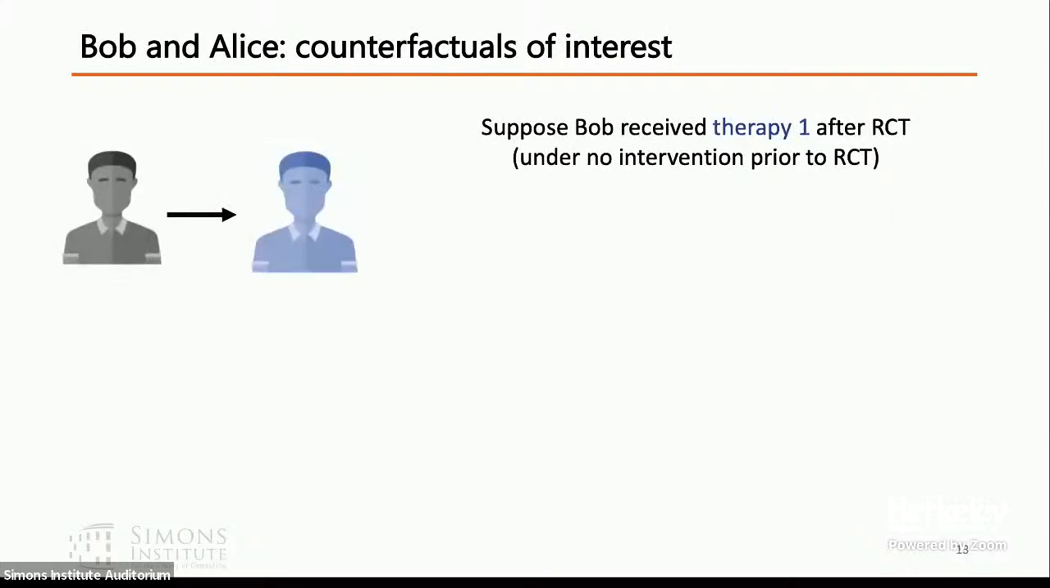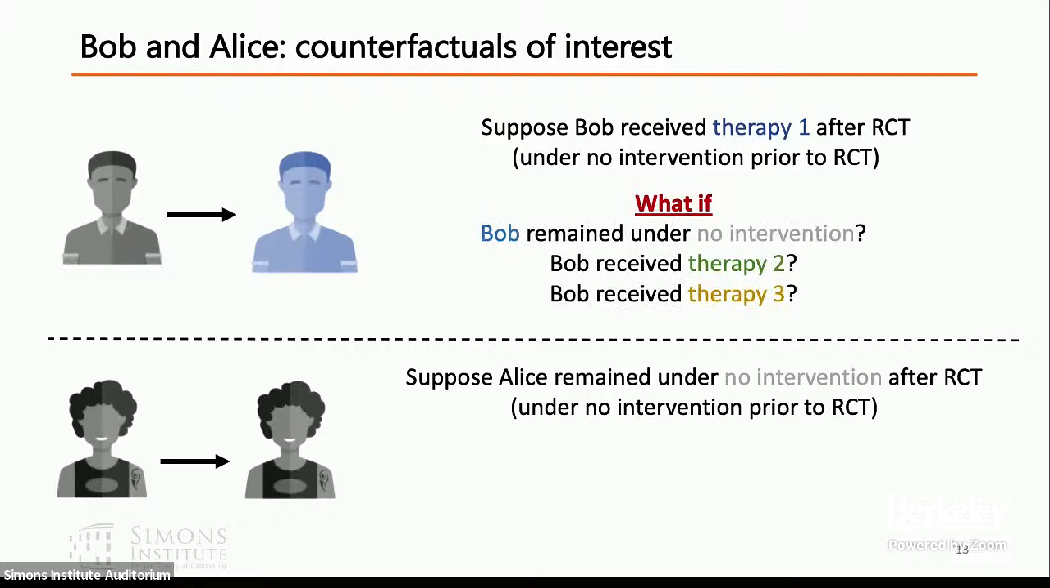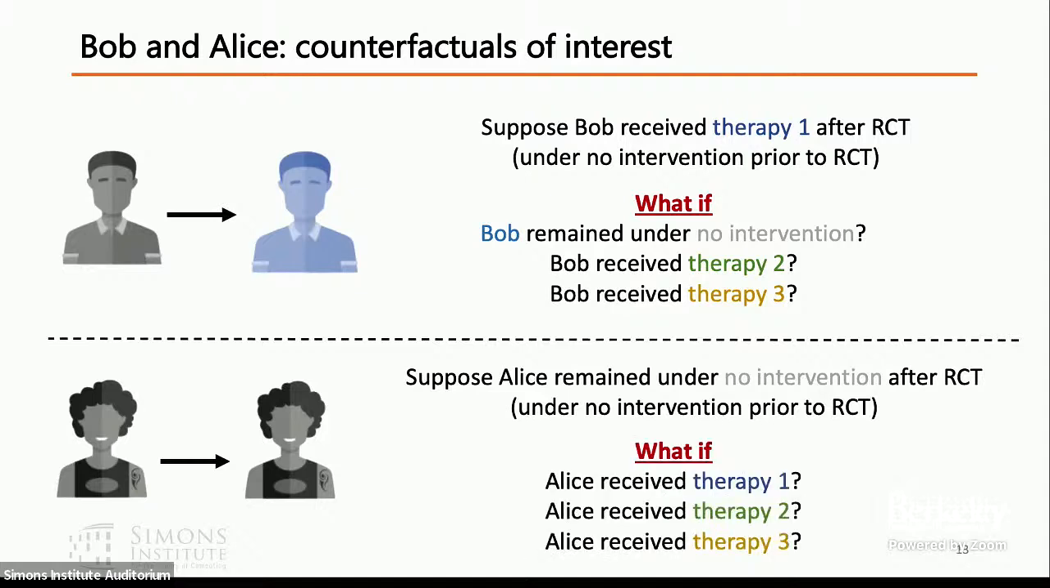So suppose there are two people, Bob and Alice. Okay, suppose Bob received therapy 1 after the RCT began and was under no intervention prior. And suppose there's Alice, who continued to remain under no intervention once the RCT began. So what are the counterfactual questions of interest? For Bob, I'd like to know, what if Bob remained under no intervention or instead received therapy 2 or 3? And the what if questions of interest for Alice are, what if Alice received therapy 1, 2, or 3? Okay. So let's focus on one of these questions, which is what if Bob remained under no intervention? One of these 6 questions.